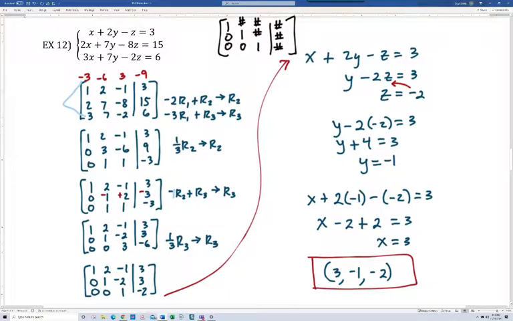This is a consistent system since we have at least one solution, and it's also independent. And I do want to point out how easy it would be to check this answer if you wanted to go back and do it. In the first equation, you would put 3 plus 2 times negative 1 minus negative 2, and when you hit enter, you should get 3. You can either do the math in your head or check it on a calculator, but literally in less than a minute you can check your answer and know that you did it right. Okay, let's move on to number 13.